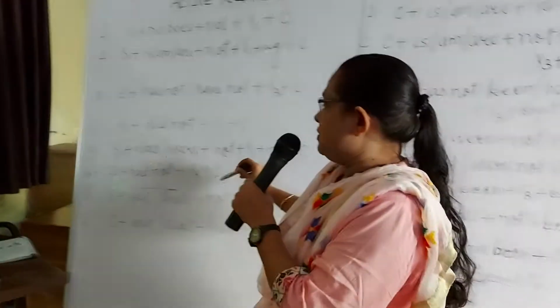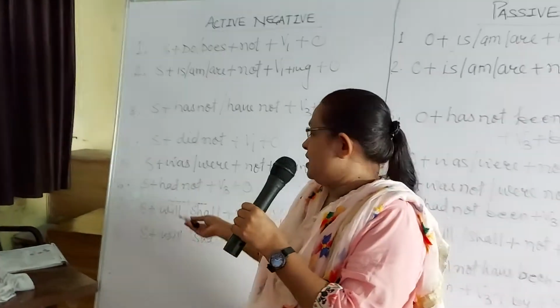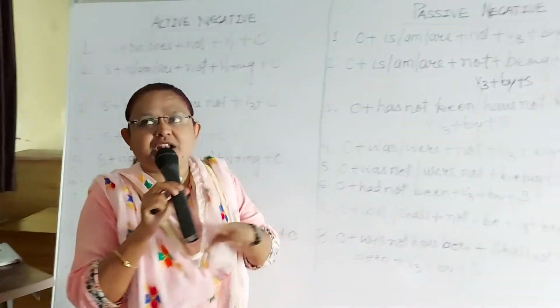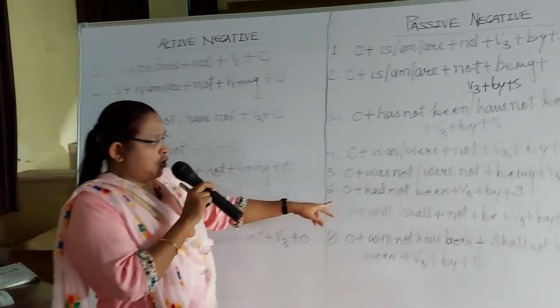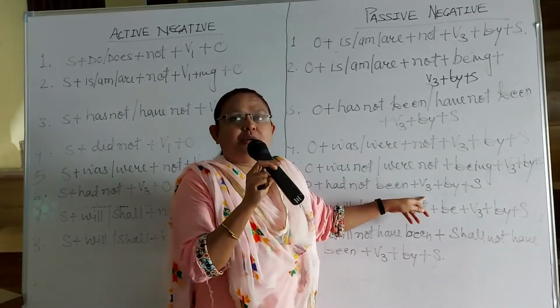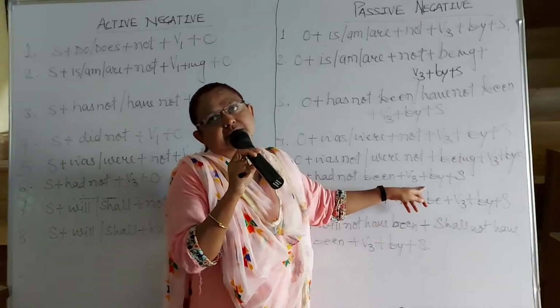Now comes the simple past perfect, where you can see had not plus V3. When we change into the negative passive, first the object comes, had not been, then comes the third form of the verb, at last by and subject.